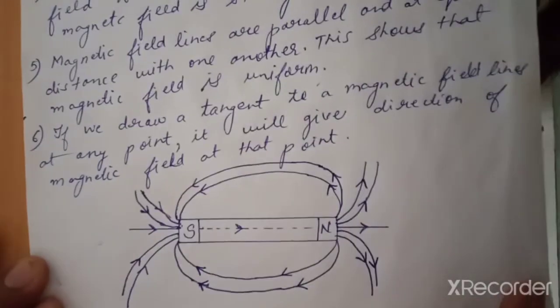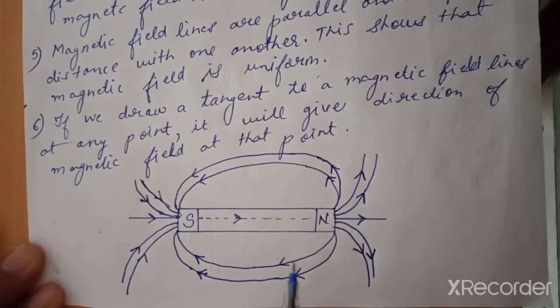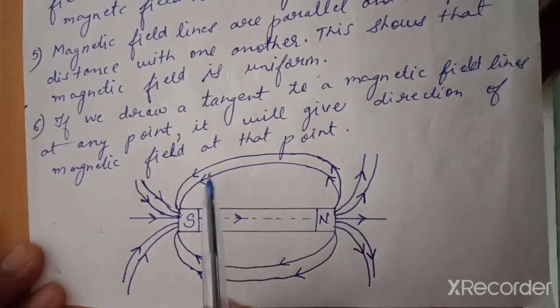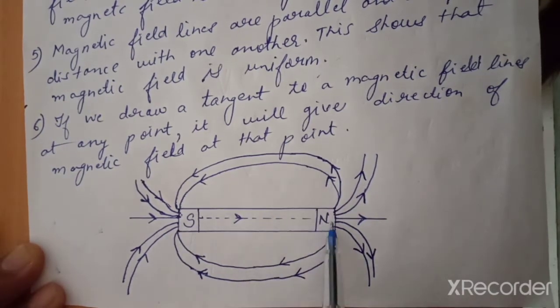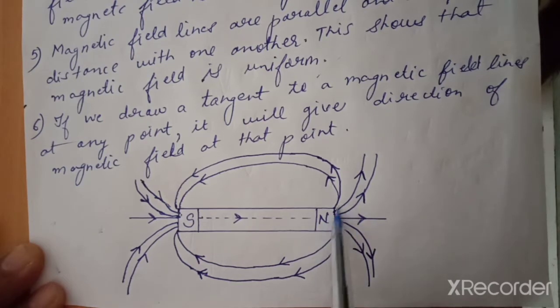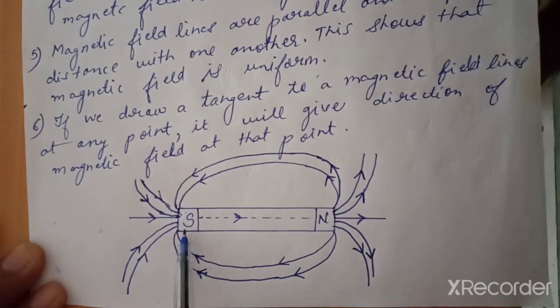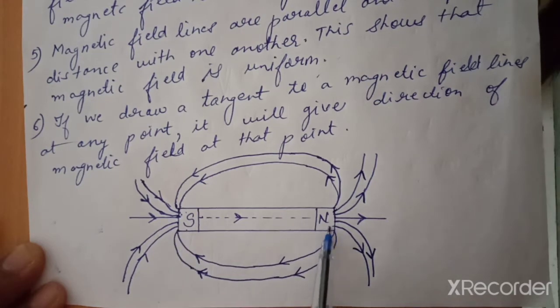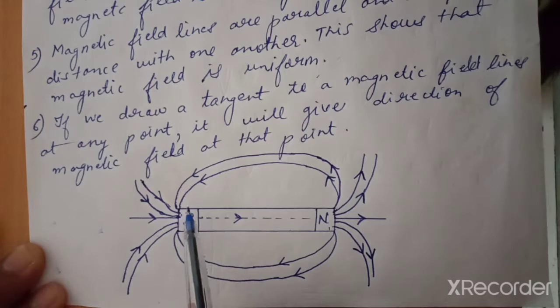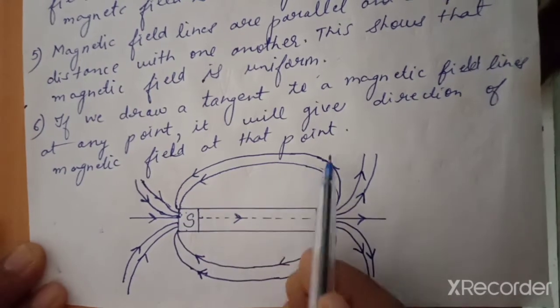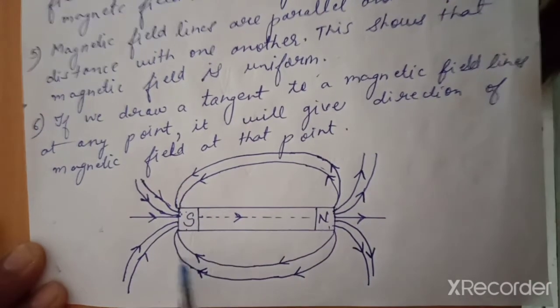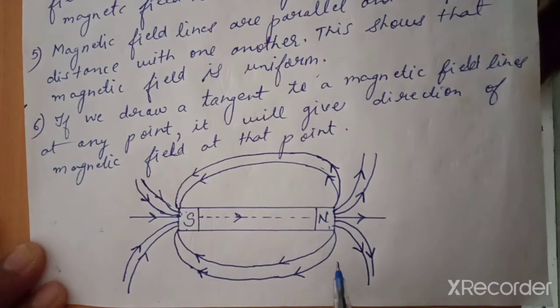Now, if we see the direction of the magnetic field lines, this is outside and this is inside the magnet. Outside the magnet, it starts from the north pole and ends at the south pole, but inside the magnet it starts from the south pole and ends at the north pole. These magnetic field lines are closed and continuous curves.